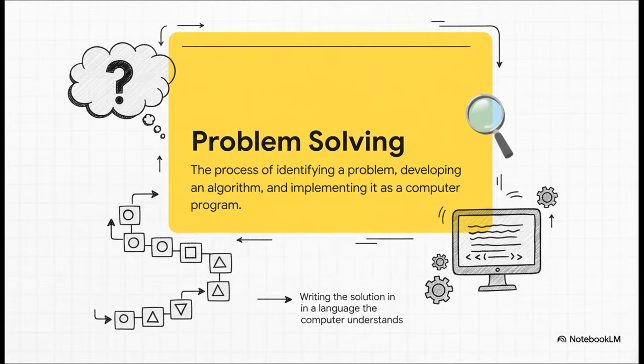So really, it all comes down to this simple three-part process. First, you have to properly understand the problem. What is it that you're trying to do? Second, you develop a step-by-step plan to solve it, and that plan, that's your algorithm. And finally, you write that plan in a language the computer understands, and that is your program. That's the whole game right there.